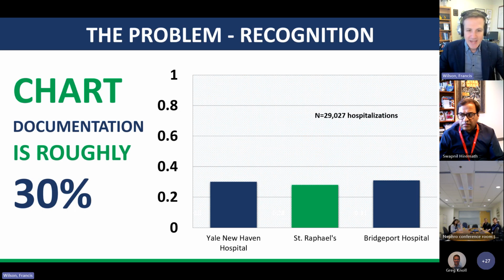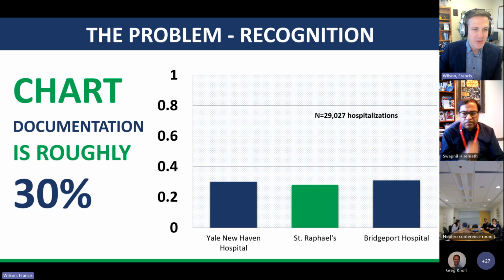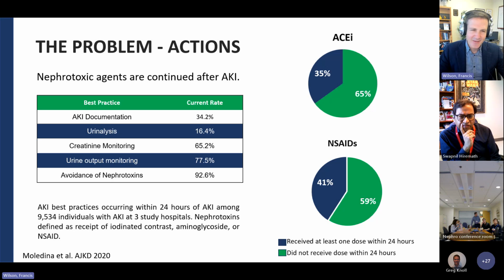If you look at chart documentation of acute kidney injury, these are 3 of our hospitals in the Yale system, representing 29,000 hospitalizations with creatinine-defined AKI. You can see that chart documentation of acute kidney injury is fairly low. It's around 30% across our 3 major hospitals. We joined up with Jay Coyner at the University of Chicago to do a multi-center retrospective study looking at best practices in acute kidney injury, because you might say, just because someone doesn't document acute kidney injury doesn't mean they don't know it's there, right? They might be aware of it. They're just not writing it down.